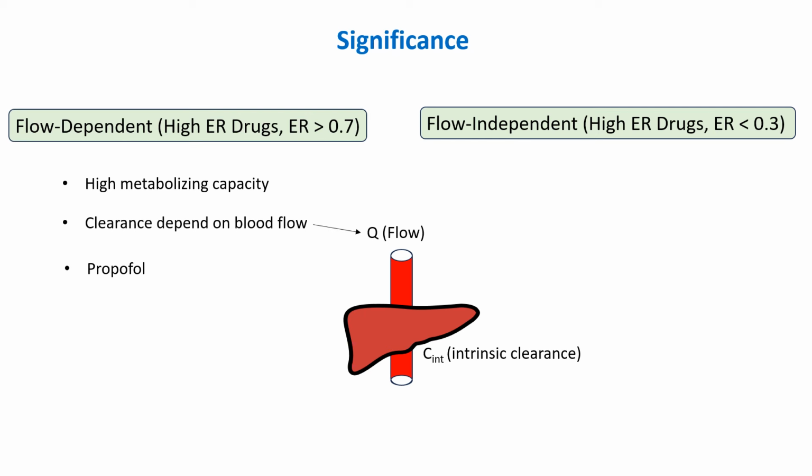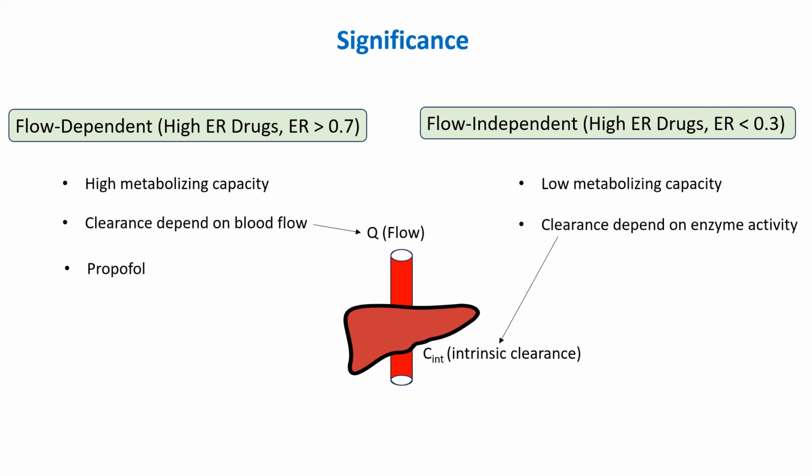Propofol is an excellent example of the anesthetic drug with high extraction ratio. For drugs with low extraction ratio, the liver metabolizes the drug slowly. Clearance is primarily influenced by liver's enzyme activity and not by hepatic blood flow. Changes in enzyme activity such as induction, inhibition, or liver diseases can significantly impact how much of the drug is metabolized. The drug warfarin falls in this category.